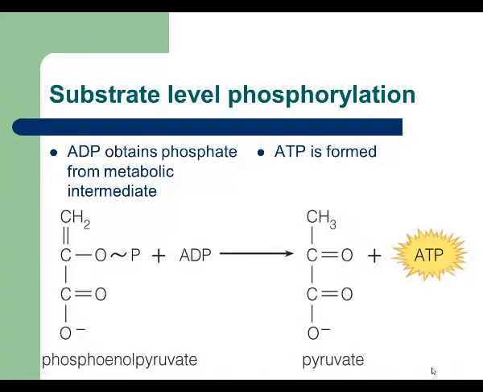This is another example for you of a substrate level phosphorylation reaction. And here is some kind of substrate which has a phosphate group in its structure. It reacts with an ADP molecule. As a result of this reaction, this substrate will be dephosphorylated because it loses its phosphate group, and the ADP molecule will get phosphorylated. It will accept that phosphate group and will become an ATP molecule.